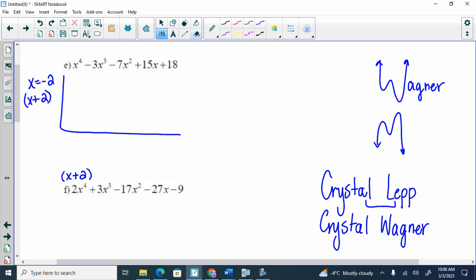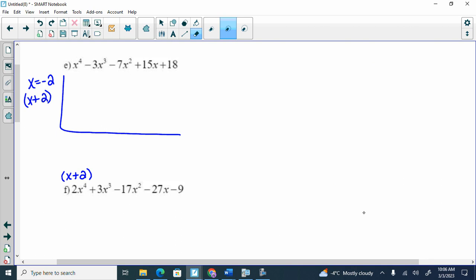I'm going to erase my name off of here. That's now embedded into the room. It's gone. All right. I'm going to write my possibles. So plus or minus 1, plus or minus 2, plus or minus 3, plus or minus 6, plus or minus 9, plus or minus 18.